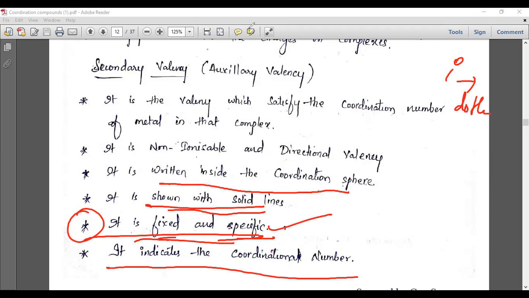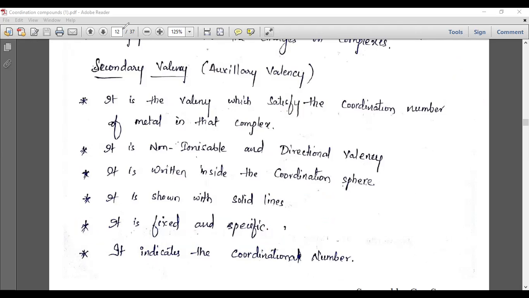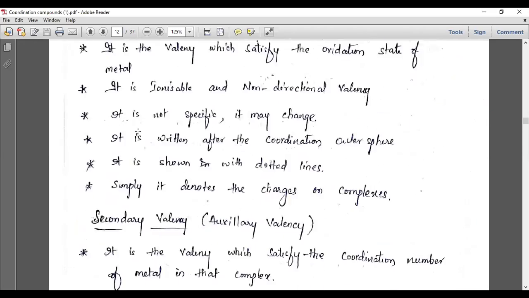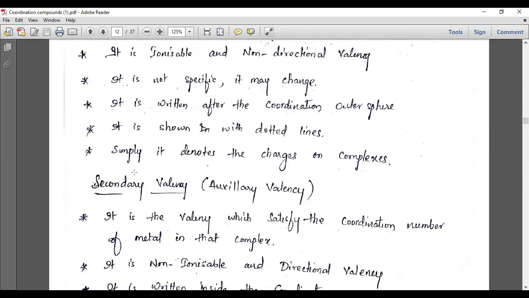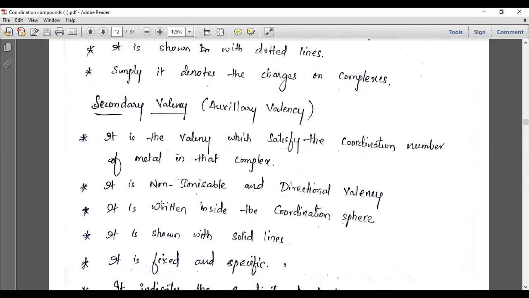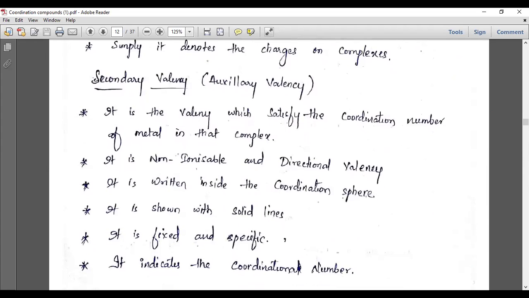So those points you should remember, what actually the primary valency and the secondary valency are. So these are the points about the primary and secondary valency. You should remember these things here. Once again I am telling you, see here. So what actually is the primary valency here?